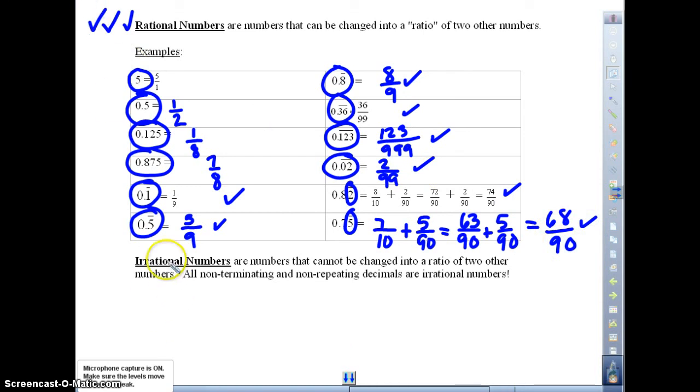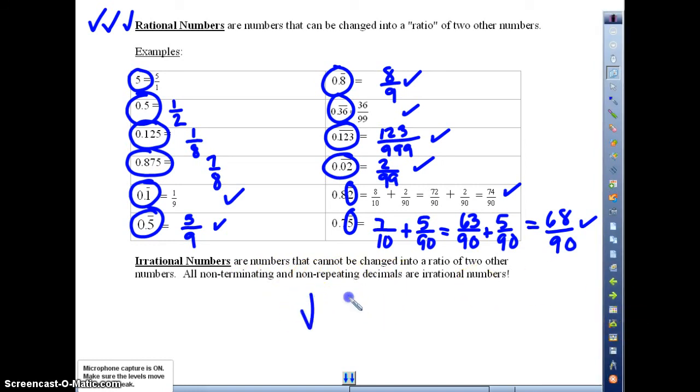Well, if we've got rational numbers, then we have irrational numbers. Irrational numbers are numbers that cannot be changed into the ratio of two other numbers. All irrational numbers are non-terminating and non-repeating decimals, okay? All non-terminating and non-repeating decimals are irrational.